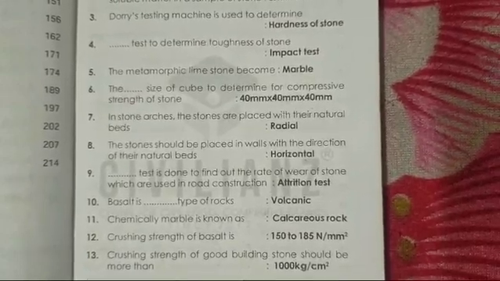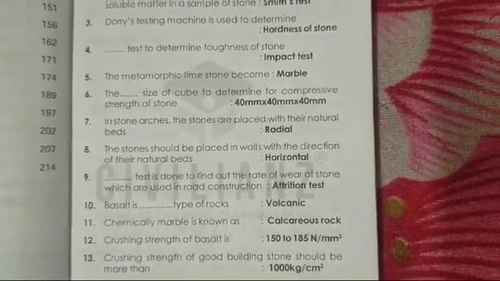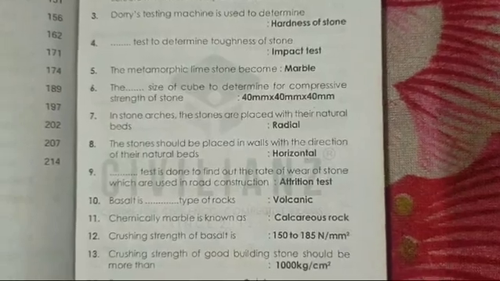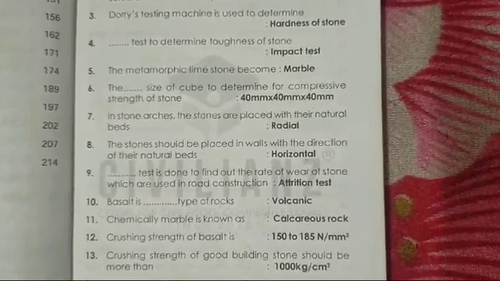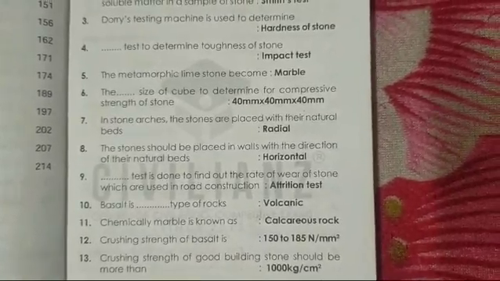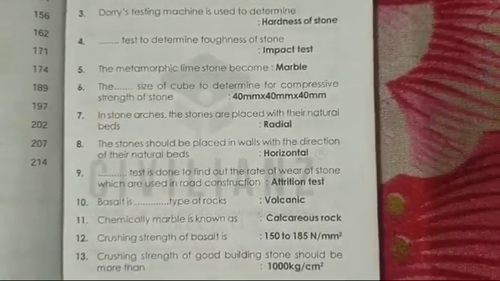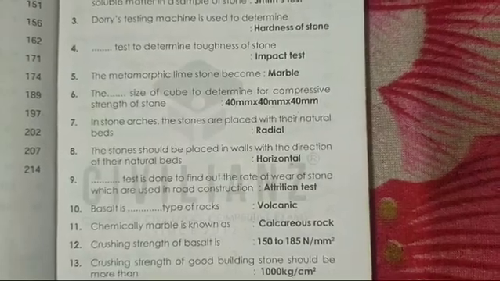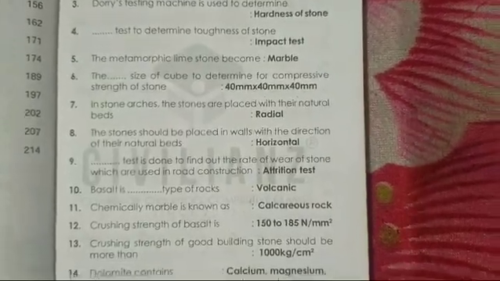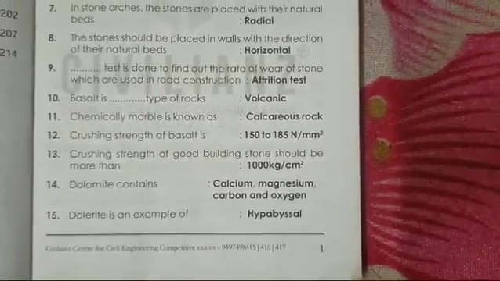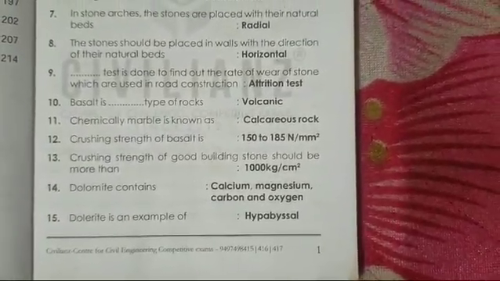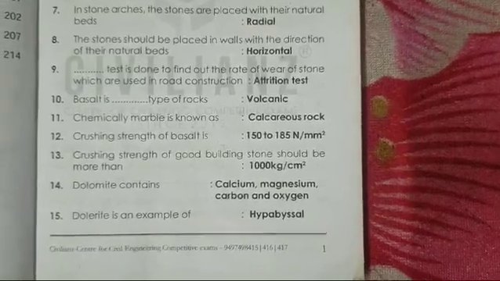Attrition test is done to find out the rate of wear of stone which is used in road construction. Basalt is a volcanic type of rock. Chemically, marble is known as calcareous rock. Crushing strength of basalt is 150 to 185 Newton per mm square. Crushing strength of good building stone should be more than 1000 kg per centimeter square.